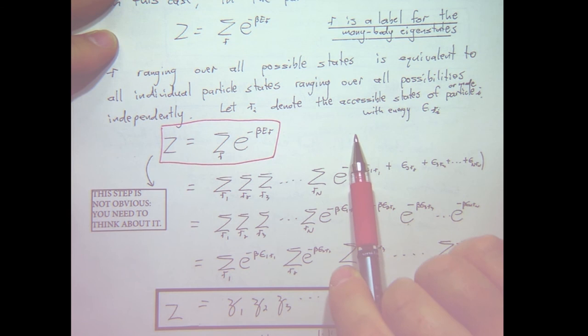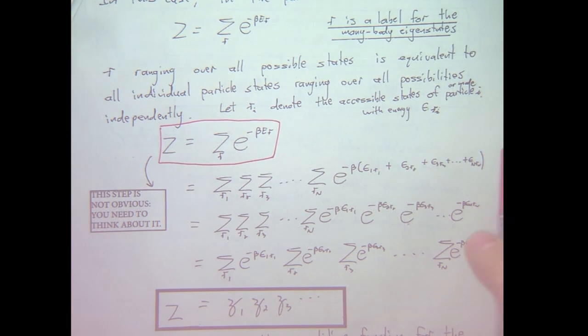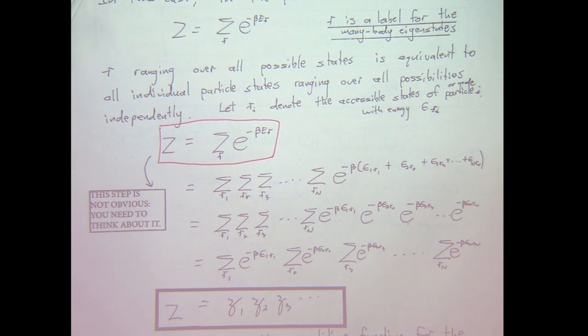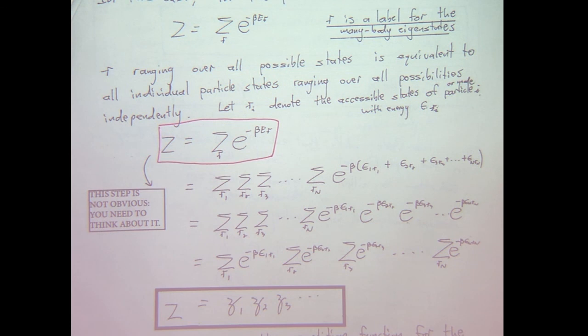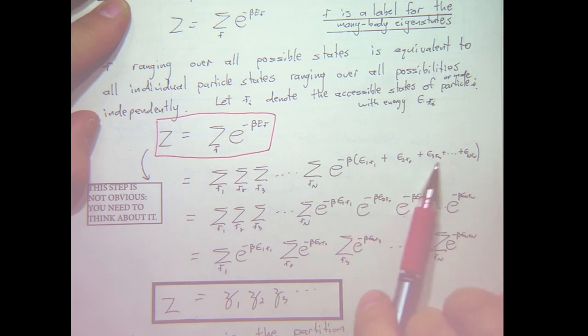There's a lot of physics going on from here to here. So R ranges over all possible states for all of the particles, for the entire system. Which means that every particle goes through all of its own states. And since they're independent, they don't affect each other, so we can write them as a summation of a summation of a summation. And this here comes from separability of the Schrödinger equation.